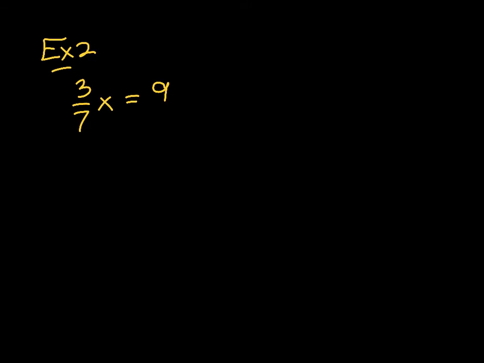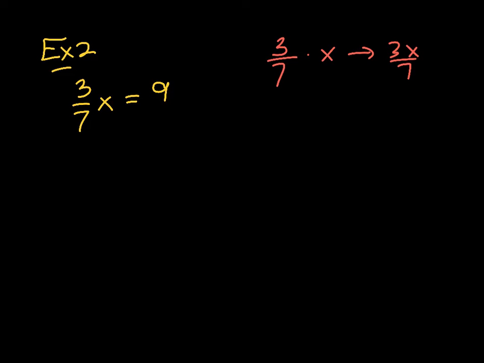Okay, next one is 3 over 7 x is equal to 9. When you have a fractional term, like 3 over 7 or 1 over 2 or whatever, combined with a variable like x or y, the relationship that exists between them is still a form of multiplication. So 3 over 7 times x is essentially what it is, which you can write as 3x over 7.